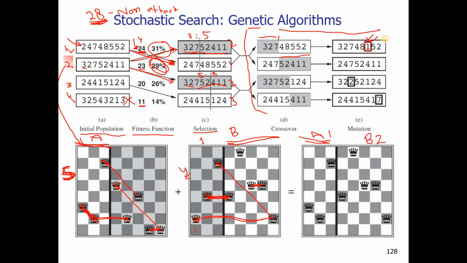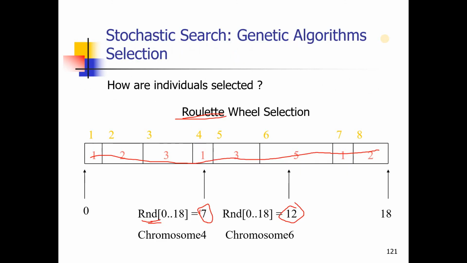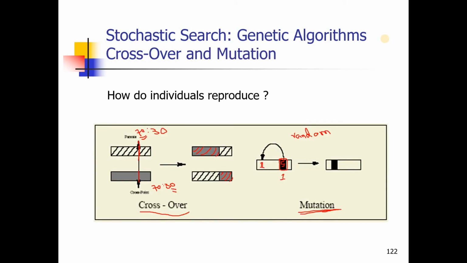After this, let's go back to the theory. We have seen how the individuals are selected. They are selected randomly, but the randomness is also based on some sort of fitness criteria and probability. Then we saw how they reproduce based on crossover and mutation.